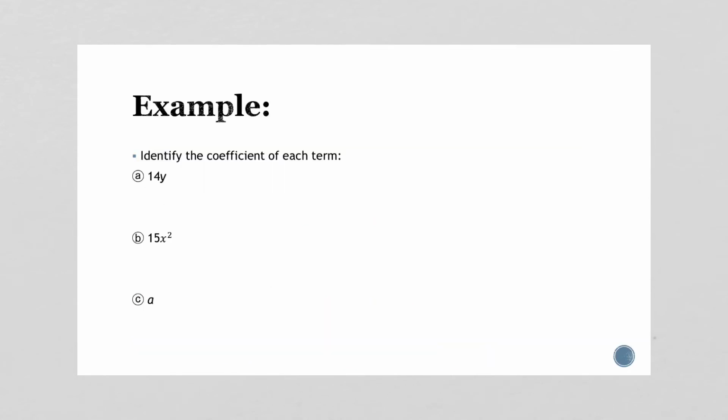All right, so on this example, we are going to identify the coefficient. So on part A, the coefficient is simply 14. On part B, the coefficient is 15. Notice how I'm ignoring the exponent. It's not what they asked for. They didn't ask for the exponent. They asked for the coefficient. Coefficient is the number in front of the variable. On part C, that's like our x that we had a while ago. There is an understood 1 right here, so its coefficient is 1.